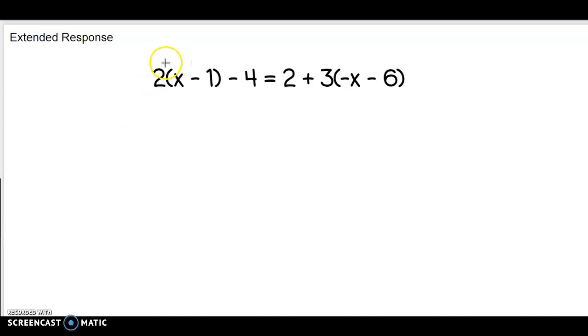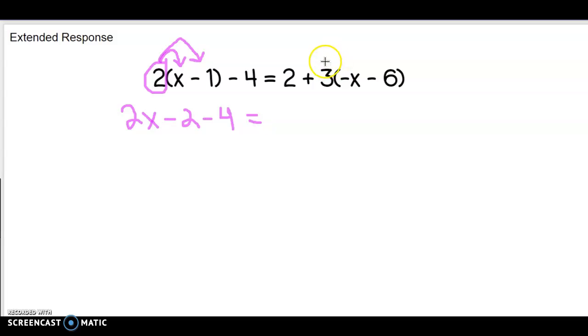So I am going to go ahead and circle the number on the outside of the parentheses because remember the very first thing you have to do is eliminate those parentheses. And I'm going to do that by distributing that 2 to the first term and to the second term inside the parentheses. 2 times x is 2x. Positive times a negative is a negative, and 2 times 1 is 2. I'm going to go ahead and bring down that negative 4 because that was not a part of the parentheses.